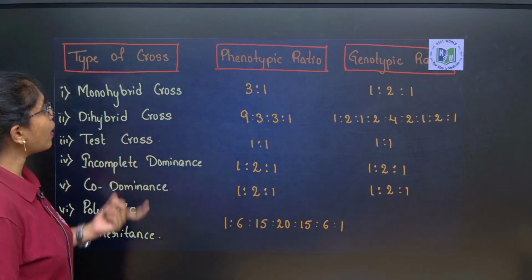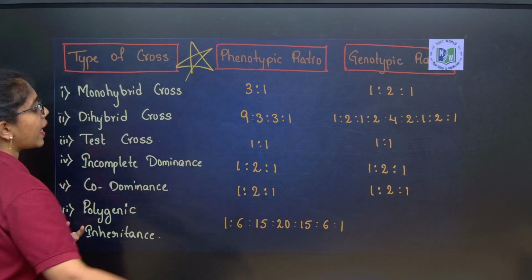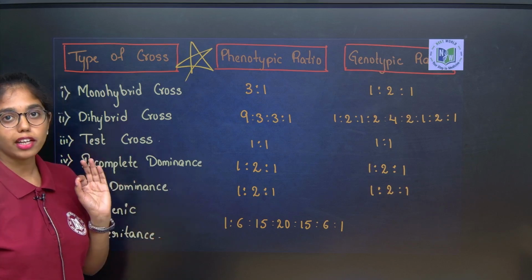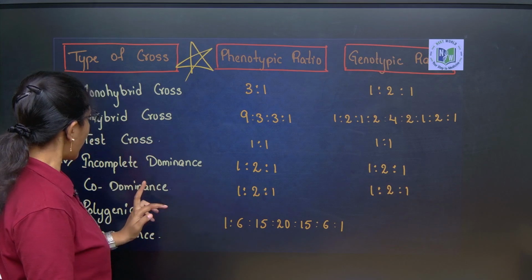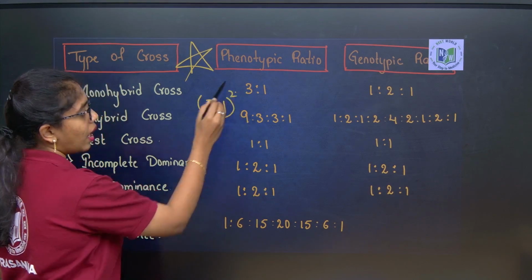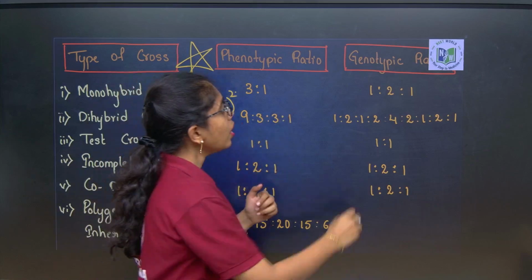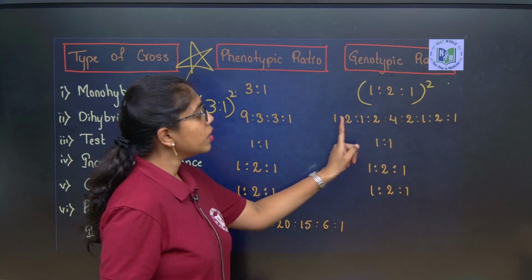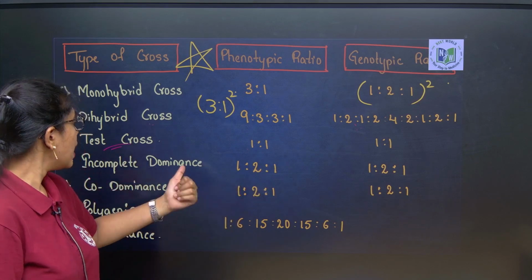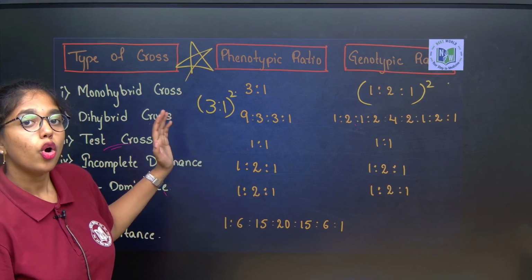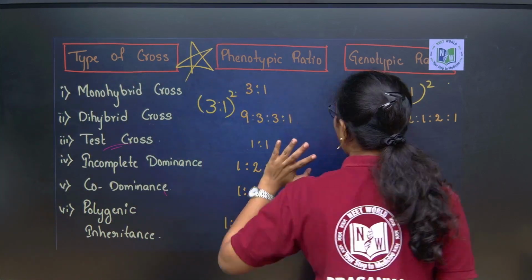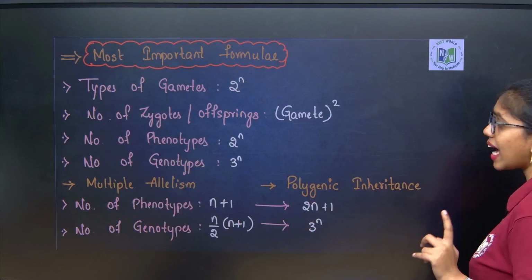And this chart you have to remember with respect to phenotypic and genotypic ratios. Very important, beta. If you are unable to remember it now, I will tell you a good trick for dihybrid and trihybrid crosses. Just square the 3:1 and you will get the dihybrid cross ratio. Square the 1:2:1 and you will get the genotypic ratio of the dihybrid cross. Like that you can remember. And test cross we know, that is 1:1. Incomplete dominance and codominance will be 1:2:1, both for phenotypic and genotypic ratios. Keep this in your mind. Ratios are very important.